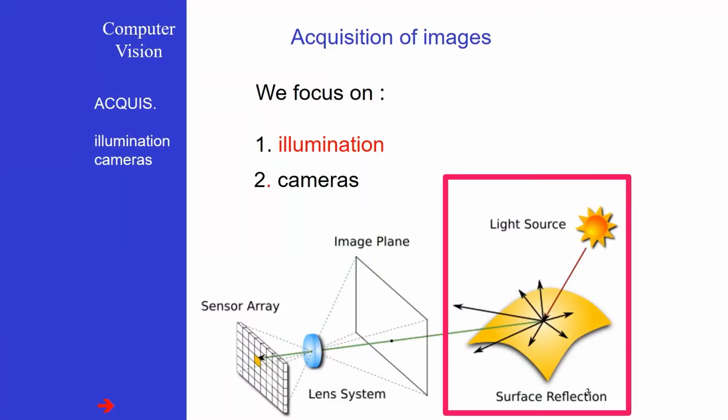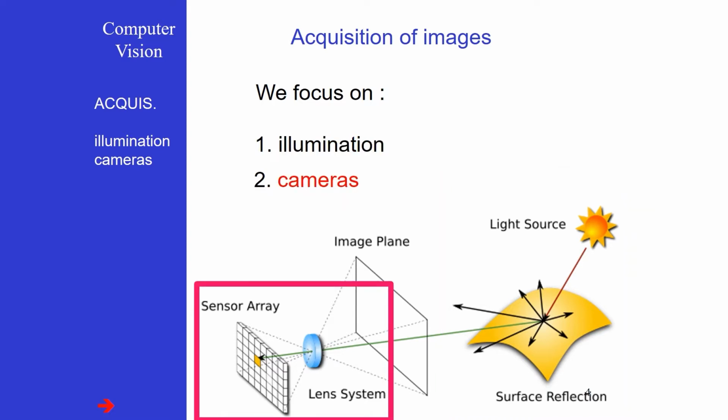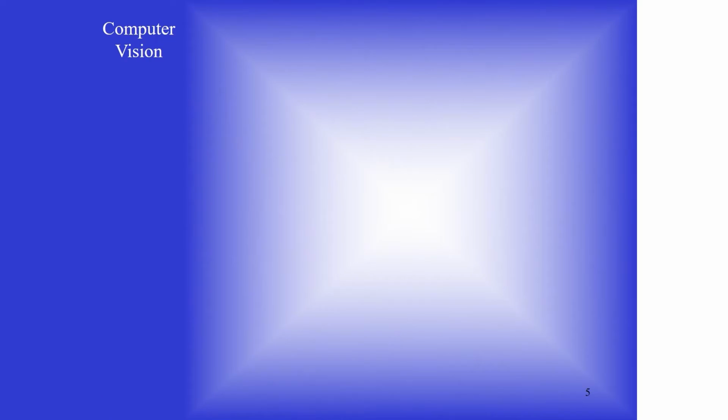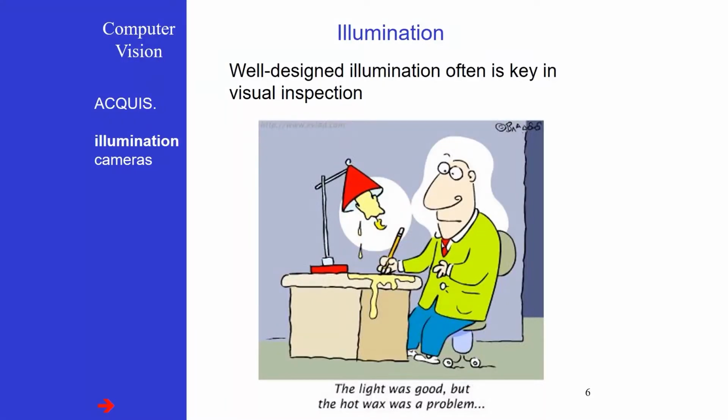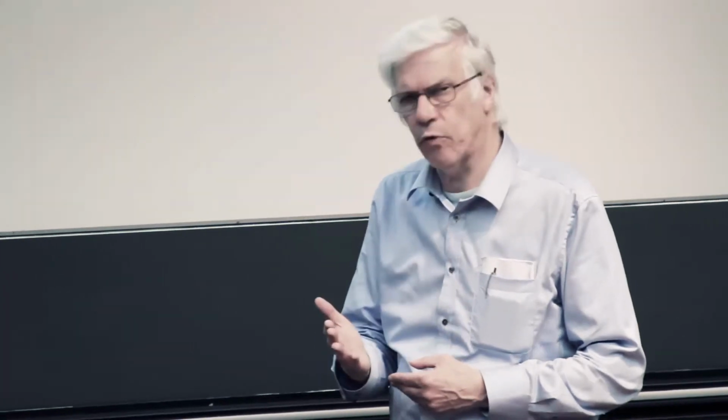So we talk about illumination, and then we talk about cameras. First part, the illumination, and especially ways in which we can actually adapt that illumination to simplify the processing of the images. So often a problem in, for instance, visual inspection can get simplified a lot if you are careful on how we set up the illumination. So well-designed illumination often is actually key.